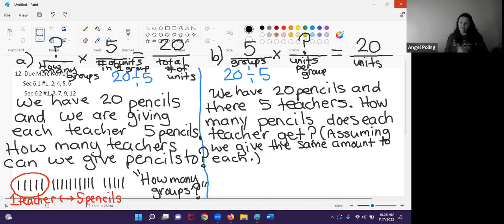Okay, so the picture they draw for this, and they have little dots. I'm just drawing sticks because they're pencils and it kind of looks like a pencil. Okay, I'm going to spread them out a little more this time. But we're going to go 1, 2, 3, 4, 5, 6, 7, 8.